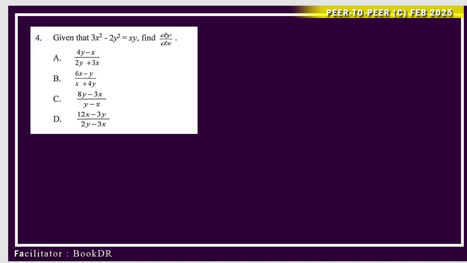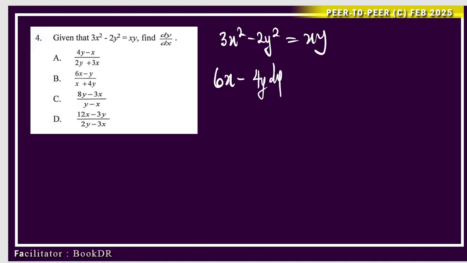We are to differentiate the expression. This is an implicit function, so we differentiate as such. So the equation is 3x squared minus 2y squared is equal to xy. So when we differentiate term by term, this will give us 6x, this will give us 4y dy dx. When we come to this guy, it's a product. We differentiate using the product rule. So we'll maintain x and we'll differentiate y, and that will yield dy dx. This time around, we'll maintain y and we'll differentiate x, and that will be 1.